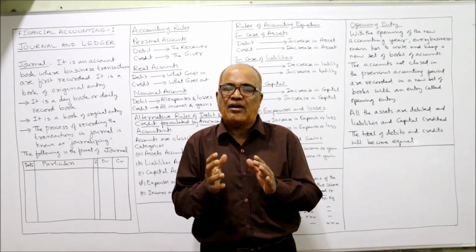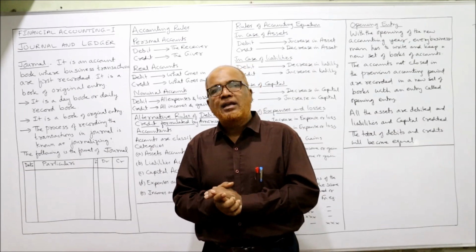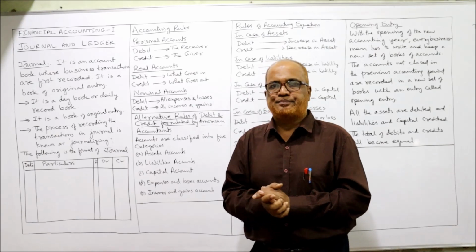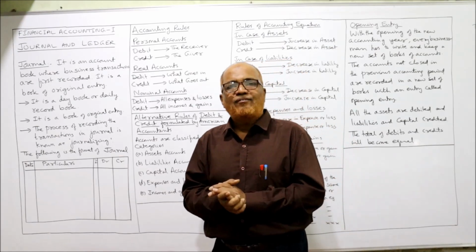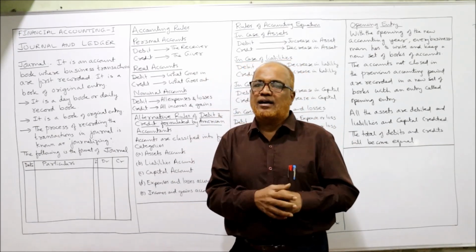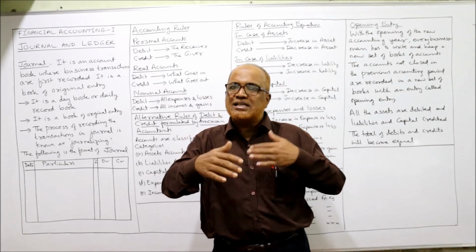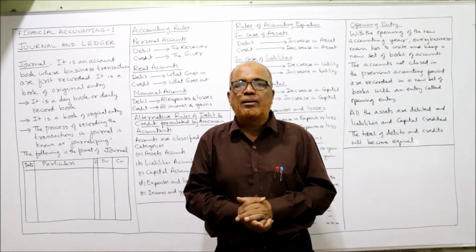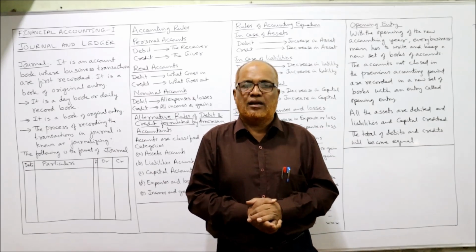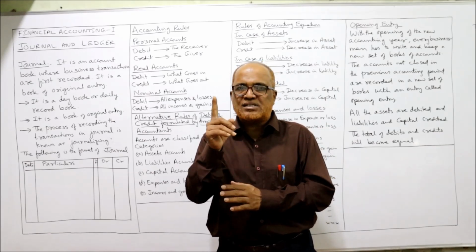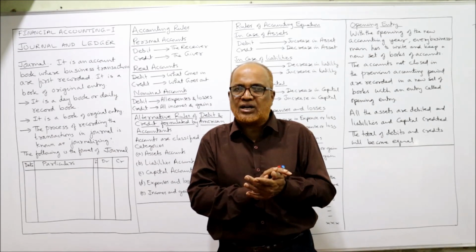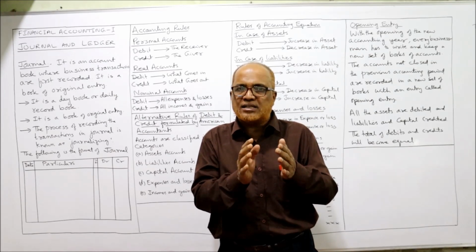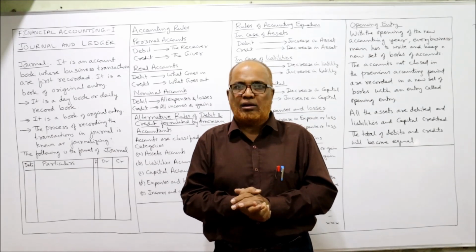This is very important. So I'm beginning with the topic journal. Journal is the first book of the accounting cycle. In the last video, I explained the accounting cycle. It consists of a sequence of activities which are repeated every now and then. In this sequence, the first stage is recording the transactions in a book called journal.